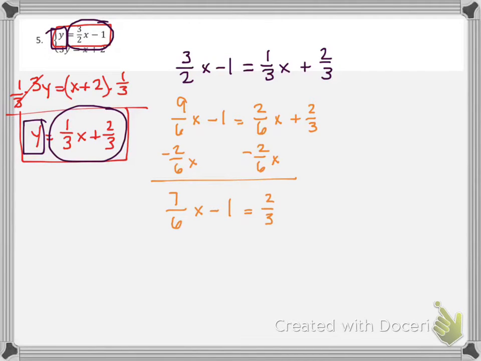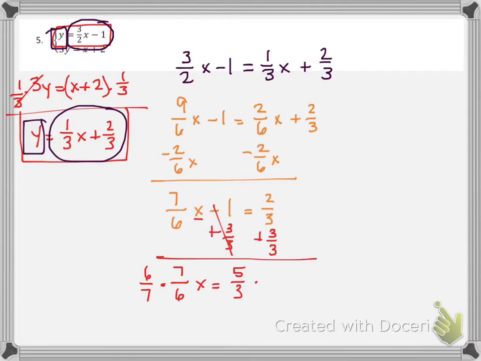Okay, and then I'm going to isolate the variable. So I'm going to get to work on getting that x all by itself. So I'm going to add 1. And when I add 1, I'm going to add 3/3 so that I can do that to the right side. 2/3 plus 3/3 is 5/3. So it goes away here. I get 7/6 x is equal to 5/3. And then I'm going to multiply by the reciprocal of 7/6. And if I multiply by 6/7 on both sides, that will tell me what x is.